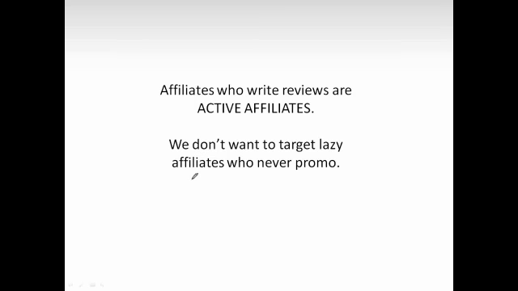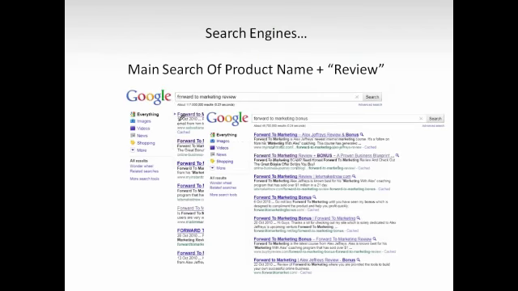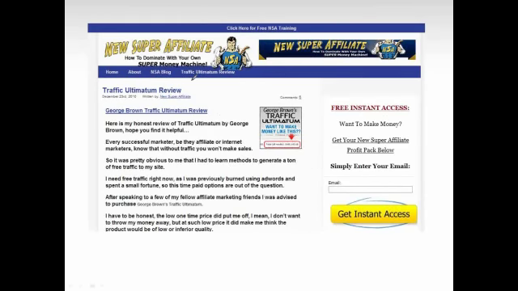So we don't really want to target lazy affiliates who never promote, do we? We really want to find people who are out there active. So here's an example. Here's this guy, the new super affiliate. Let's just say that we've gone to Forward to Marketing Review and we found this guy here. I'm just saying we click the link and we land on a blog. So this guy, the new super affiliate, is promoting Alex's Forward to Marketing. He's also doing a review about Traffic Ultimatum, George Brown's product.